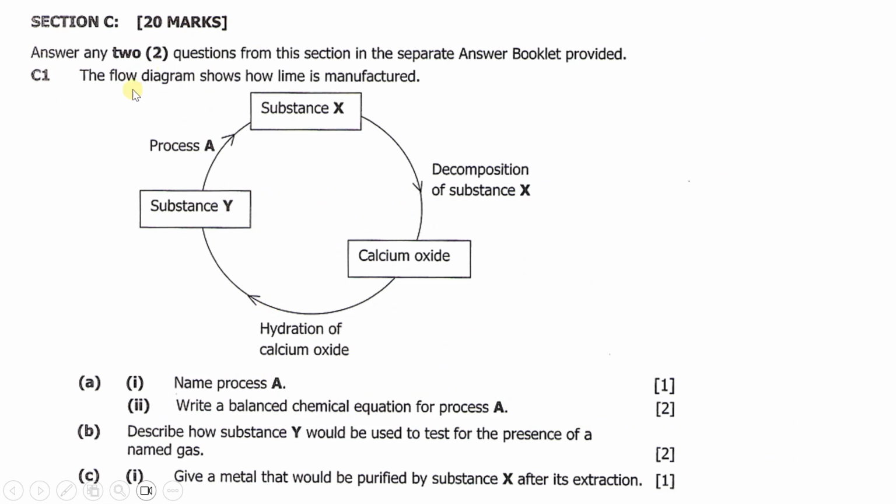Then we move to section C, 20 marks. Answer any 2 questions from this section in the separate answer booklet provided.